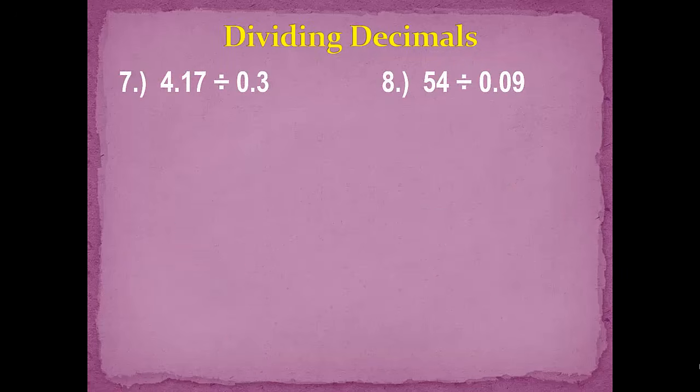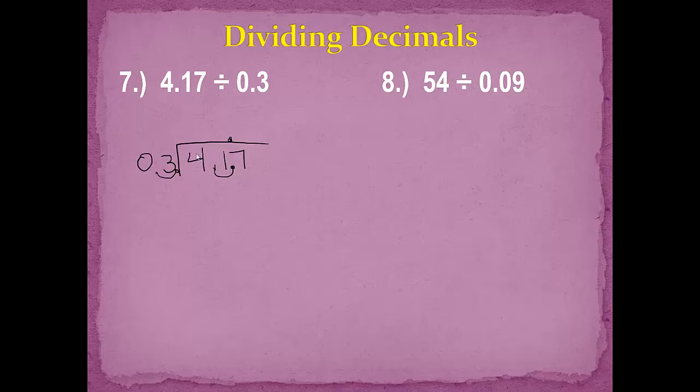Now I'm going to be dividing decimals. So for number 7, I have 4 and 17 hundredths divided by 3/10. So I'm going to go ahead and set this up, and I have 4.17 divided by 0.3. I need to make sure that this number is a whole number. So I need to move my decimal over 1 place to make it a whole number. Now it's going to be a 3. I also need to then move my decimal on 4 and 17 hundredths over 1 place as well. So I have 41.7. The decimal in our answer will go straight above, so I'll go ahead and put that in now. Now I can go ahead and divide.